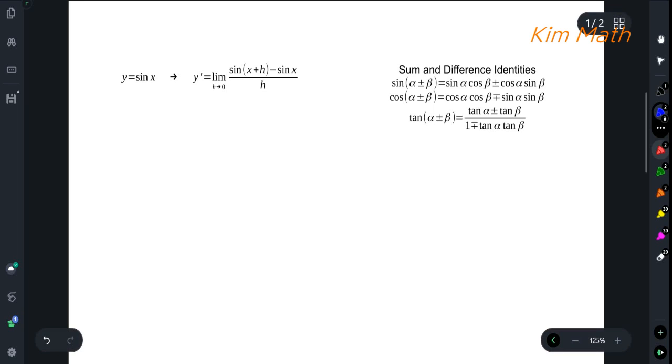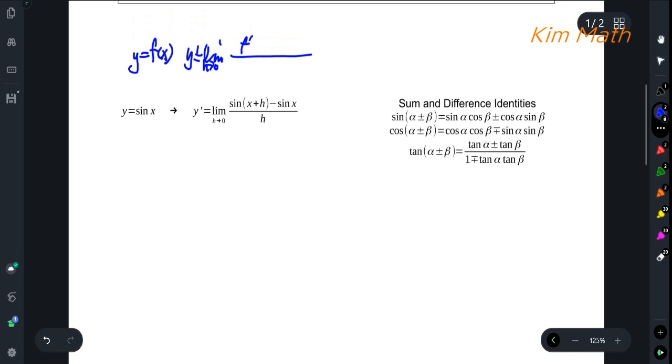We will use the definition of the derivative. Remember that when you have y equals f of x, then y prime is the limit as h approaches 0 of f of x plus h minus f of x, over h. And I use this definition for sine here.